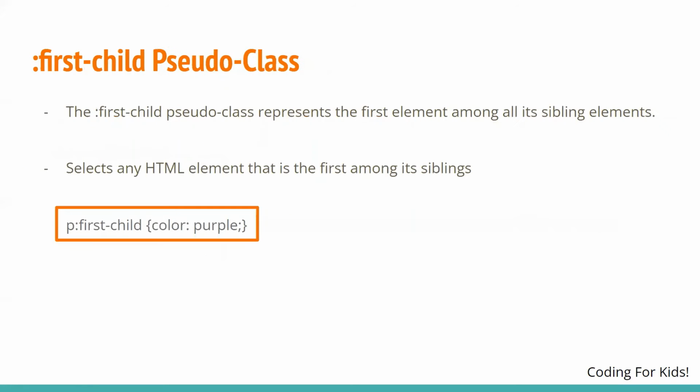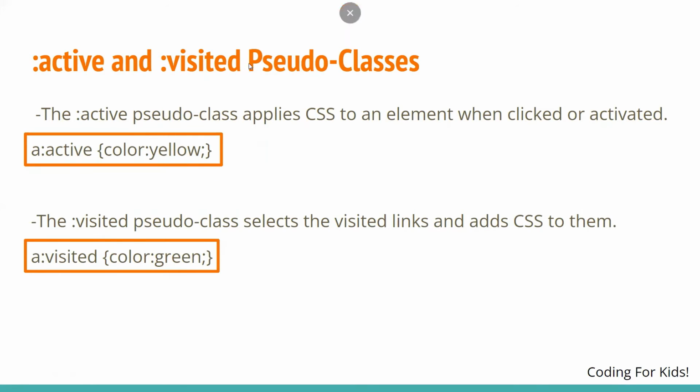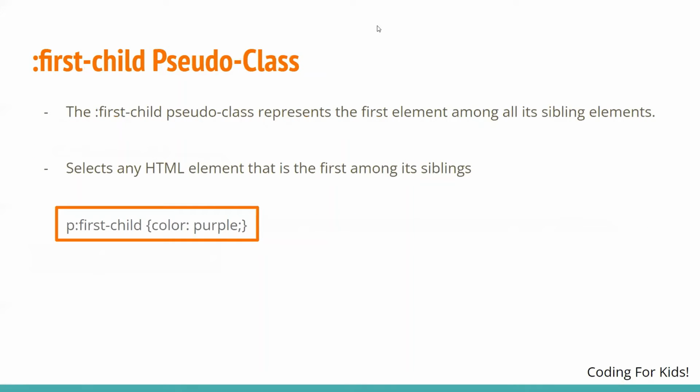So that is the active and visited pseudo classes. And then we have our first child pseudo class. The first child pseudo class represents the first element among all its sibling elements. For example, let's say we have 3 paragraphs. This will only select the first paragraph since it is the first child among all the elements.